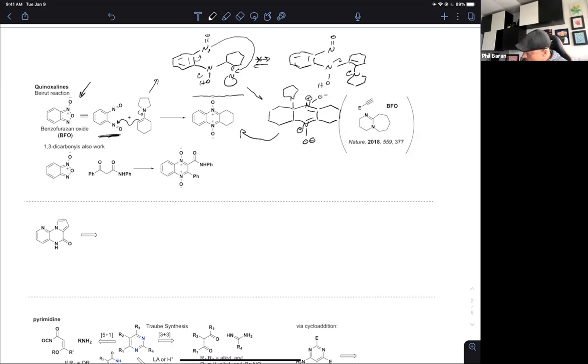And the same thing can work for 1,3-dicarbonyl. So it doesn't need to be an enamine, but rather malonate type species can do the exact same thing. And the resulting product you see from there is what you would get by pushing the same sequence of arrows.